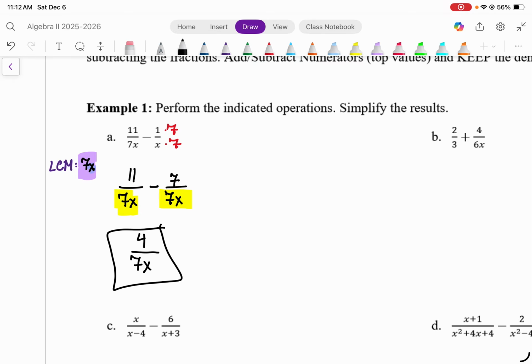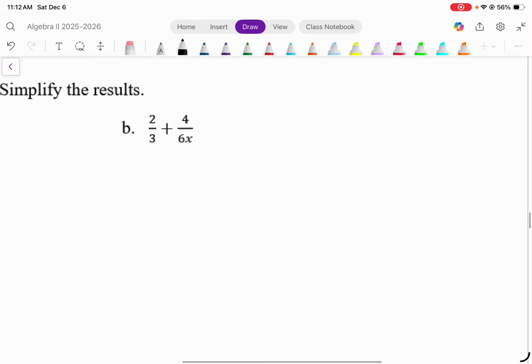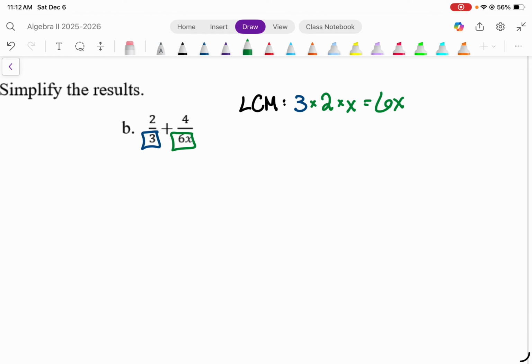Okay, now let's look at example B. This one we are adding, so again, we need a common denominator, or our LCM, lowest common multiple. So here we have a 3 for our first fraction. Our second fraction, we have a 6x. And I know if I multiply 3 by 2, that would get me to 6. And then we also need an x. So we're also going to multiply by x, which would make our LCM 6x.